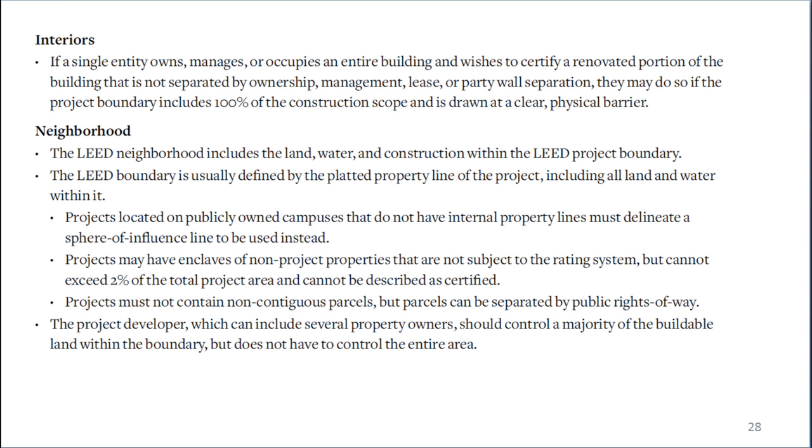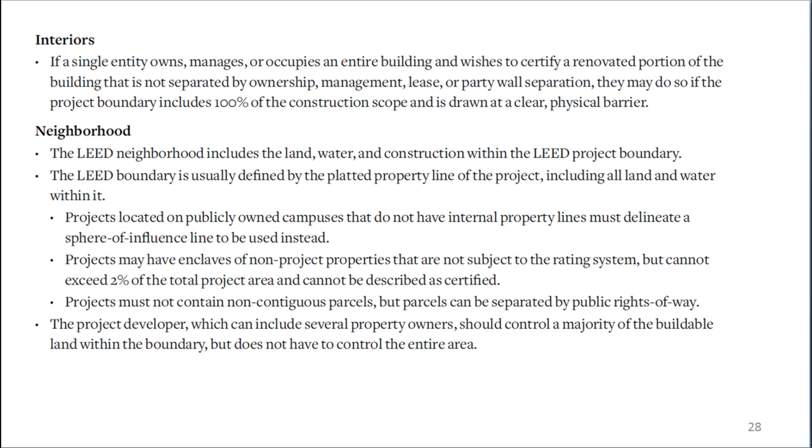Neighborhood. The LEED neighborhood includes the land, water, and construction within the LEED project boundary. The LEED boundary is usually defined by the platted property line of the project, including all land and water within it. Projects located on publicly owned campuses that do not have internal property lines must delineate a sphere of influence line to be used instead.